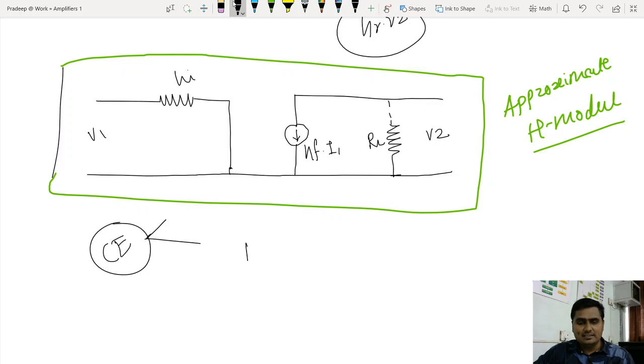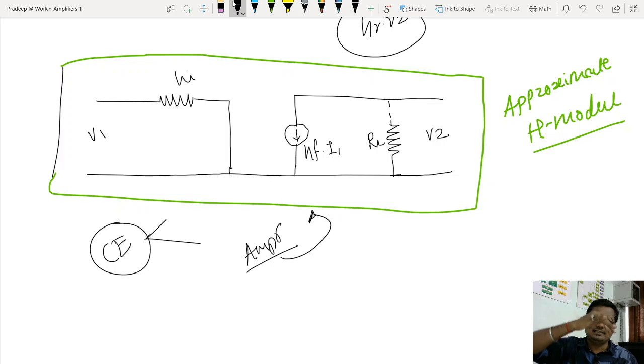So henceforth, it will be the common emitter amplifier, and we are going to analyze the common emitter amplifier with the help of the approximate H module, not with the exact one. Whatever we have studied previously is the exact H module. Now what I have derived is the approximate H module. So henceforth, let us use the approximate H module. Now as we have derived this approximate H module, apply this to the CE amplifier. Let us start with.